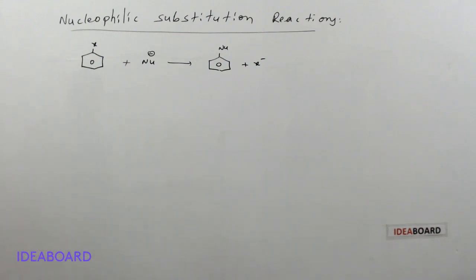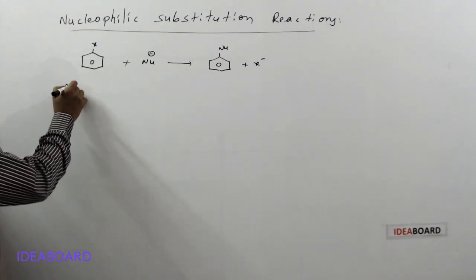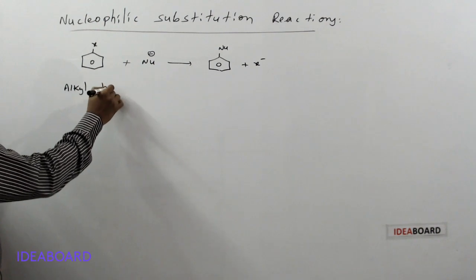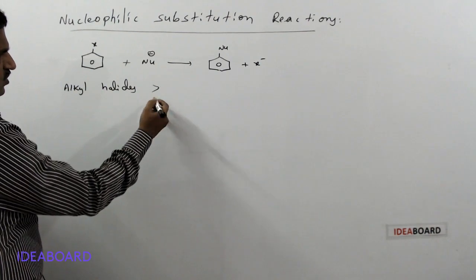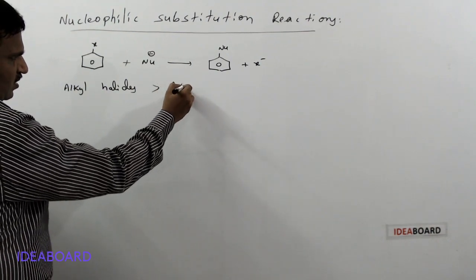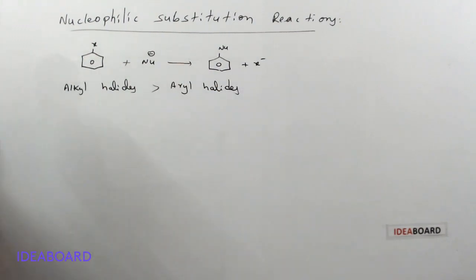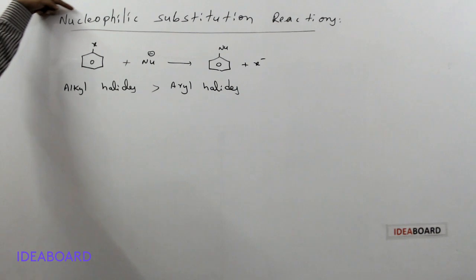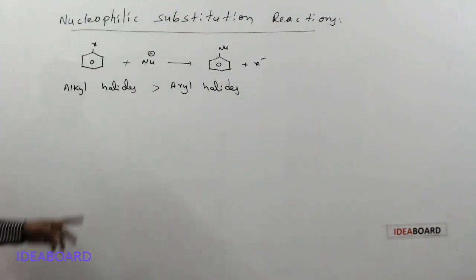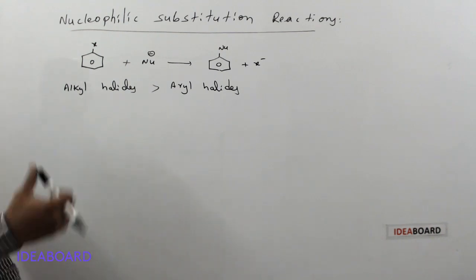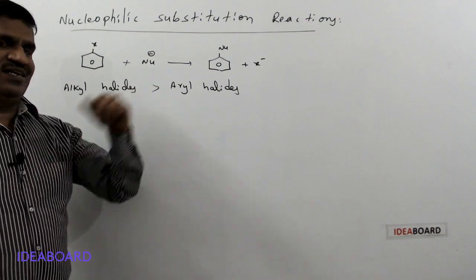But in nucleophilic substitution reactions, a very important thing is alkyl halides, which we have already studied. Alkyl halides are much more reactive than aryl halides towards nucleophilic substitution reactions. We studied SN1 and SN2 reactions. So alkyl halides show nucleophilic substitution reactions more readily than aryl halides.